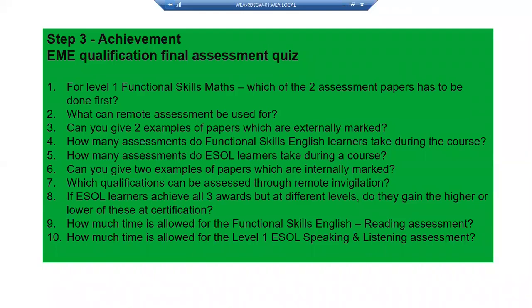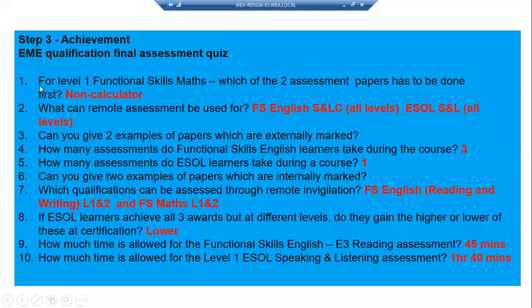So, as Jess sorts out the scores on the doors, we have got some answers for you. So, number 1, non-calculator. Number 2, drum roll please, because this has changed so many times because of City and Guilds sending us mixed information. Remote assessment can be used for functional skills English speaking and listening and communication for this week, yes, all levels, and for ESOL speaking and listening at all levels.